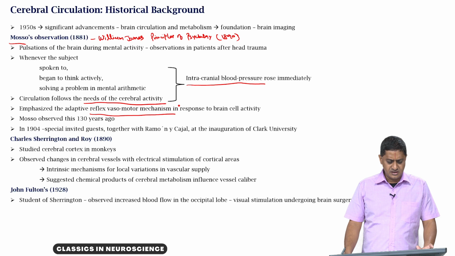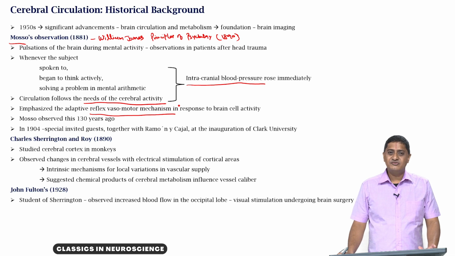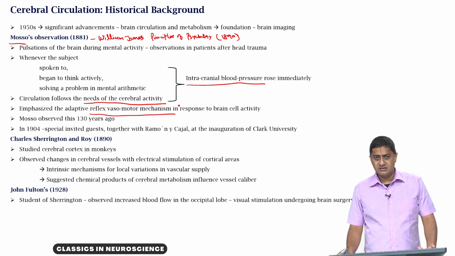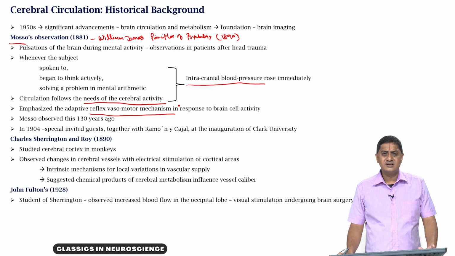And in 1904, Mosso was one of the special invited guests, together with Ramon y Cajal, to inaugurate Clark University. This was also studied by the famous British neurophysiologist Charles Sherrington with a student who studied the cerebral cortex in monkeys, and they found that when there was electrical stimulation of cerebral vessels of cortical areas, there were changes in the local variations of blood supply or vascular supply.